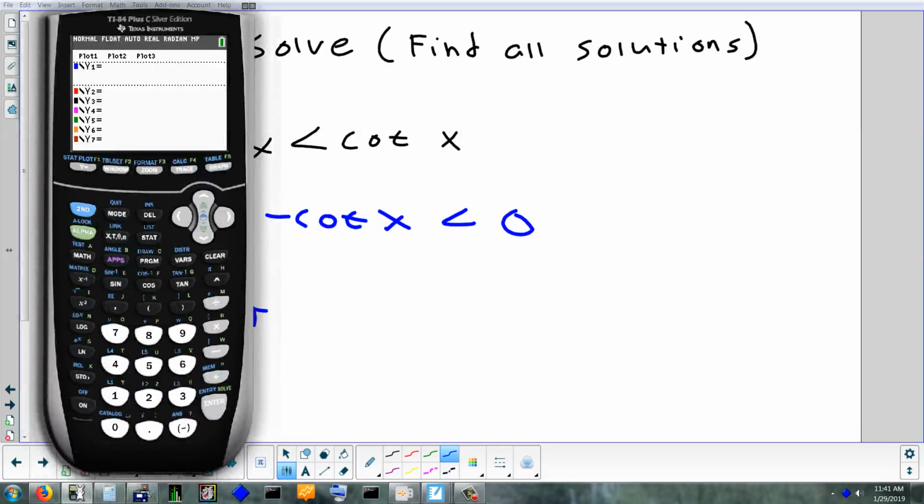Sine minus cotangent. Well, there's sine. How do I type in cotangent? Blake? 1 over tangent. Yep, 1 over tangent. There's sine minus cotangent. Okay, let's see what we're looking at.